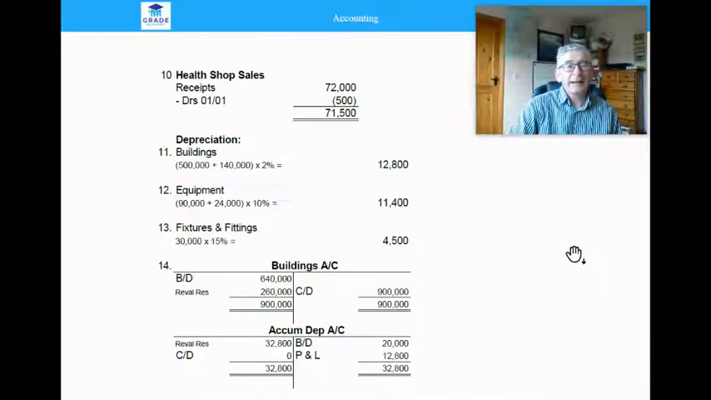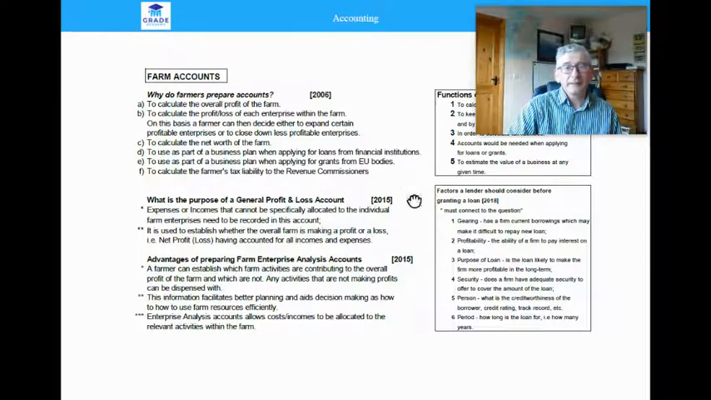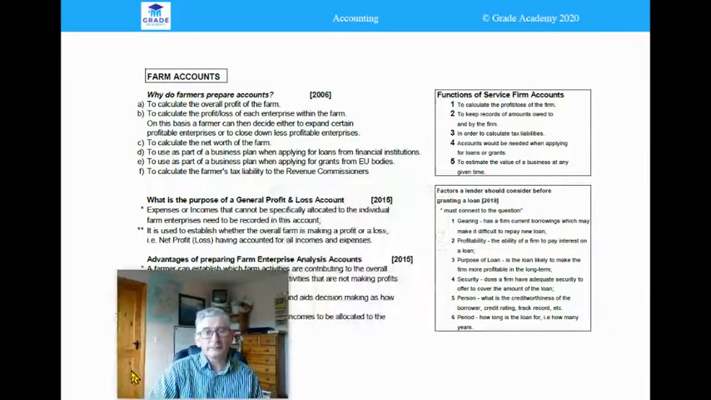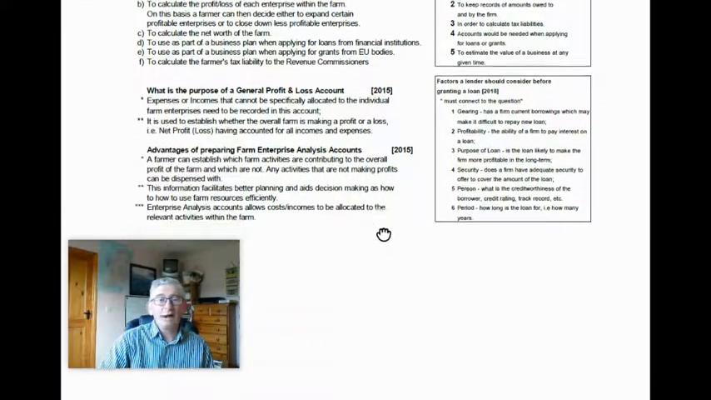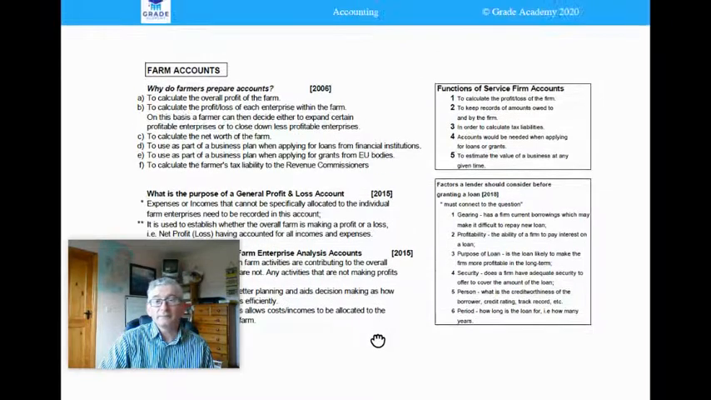Now, just moving on then. I'll just move myself down here. Okay, what are the functions, if you like, of a service firm account? Just now, look, service firm accounts, farm accounts, and club accounts, a lot of the theory is the same, really. And I have this here kind of on a page along with farm accounts. No harm for you to have it, and have a look at it and see what you think.